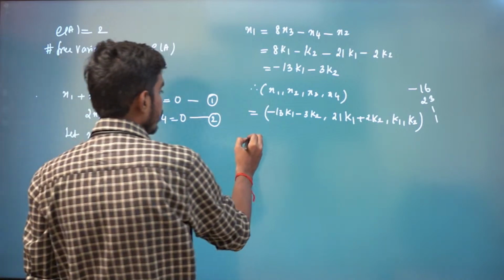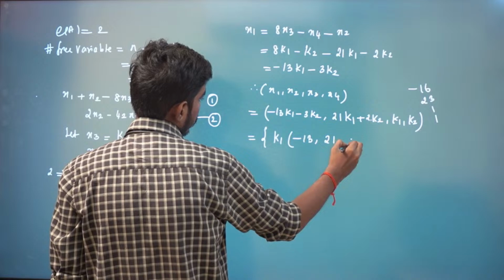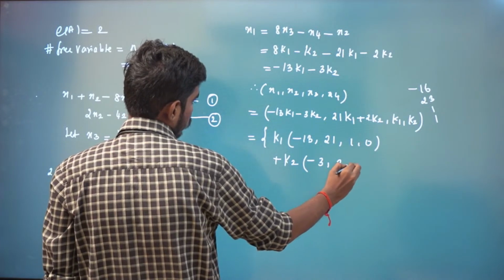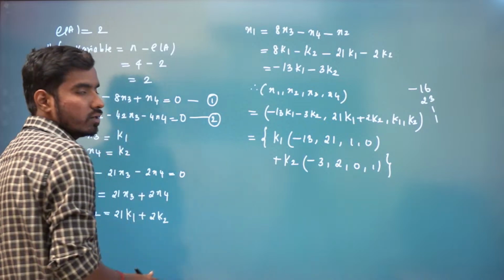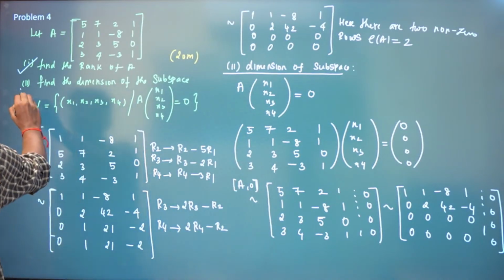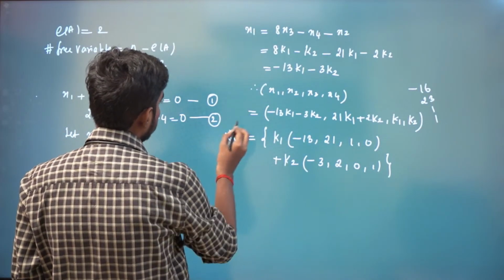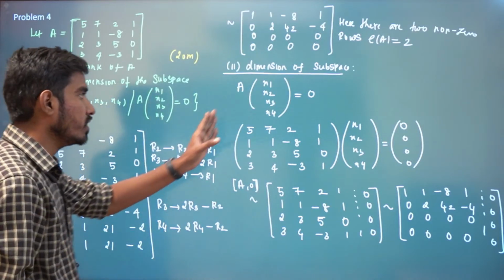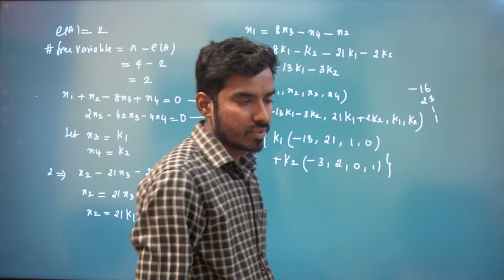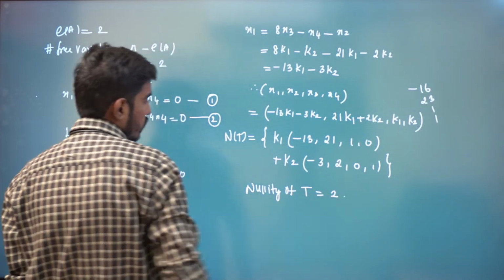And the solution space is spanned by, if I take k1 outside, minus 13, 21, 1, 0 plus k2 times minus 3, 2, 0, 1. So this is our basis for solution space, and you can see what is our nullity. Nullity is 2. What they are asking actually, find the dimension of subspace of A. So dimension is 2, right? So this is our null space of T. What is a null space? We are finding all those x1, x2, x3, x4 that is mapping to 0. So that x1, x2, x3, x4 is spanned by these two vectors. So therefore nullity of T is 2. Right? Nullity of T is 2.